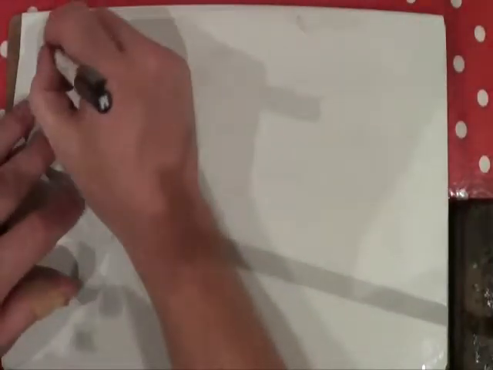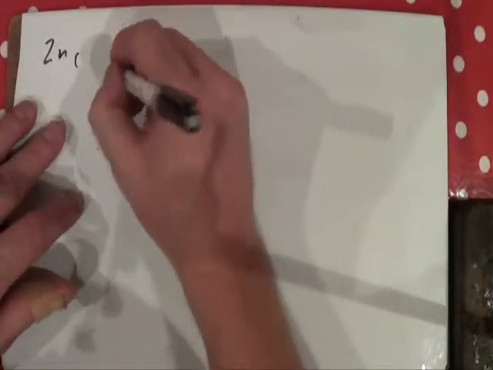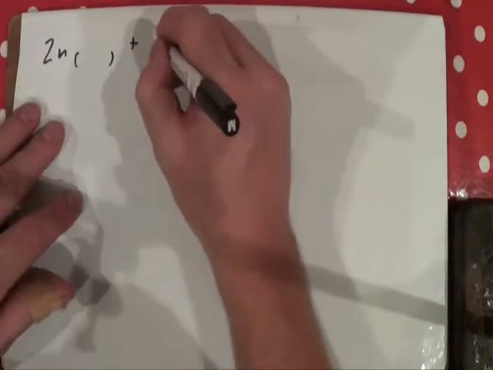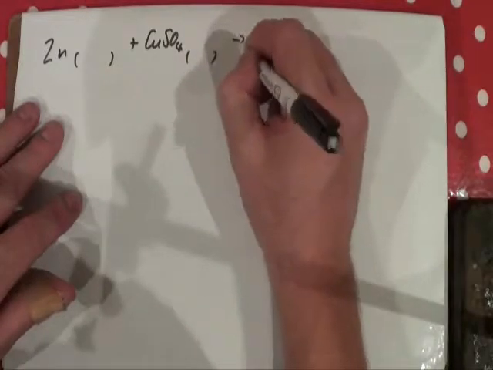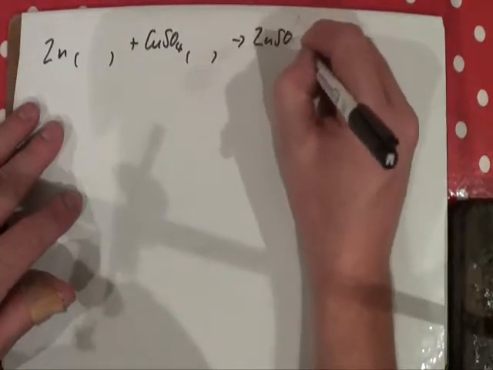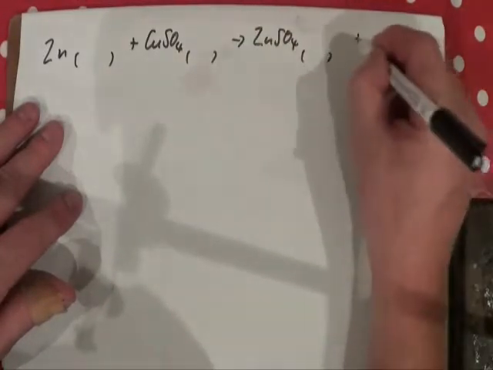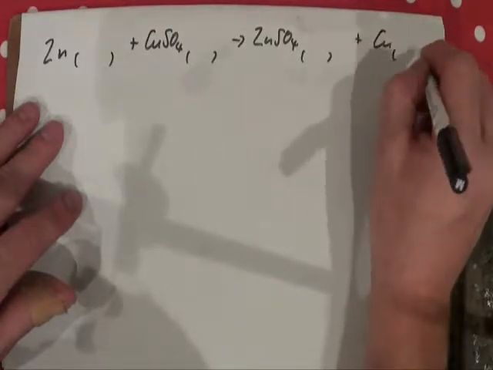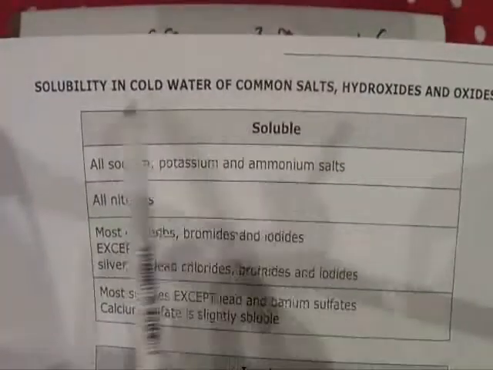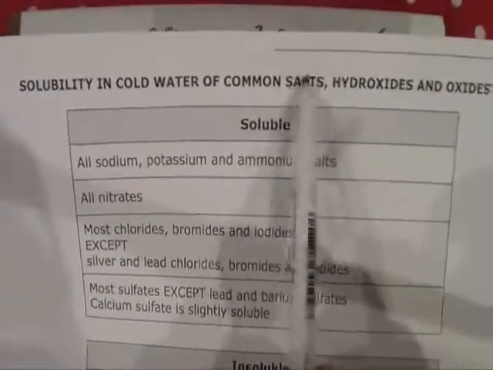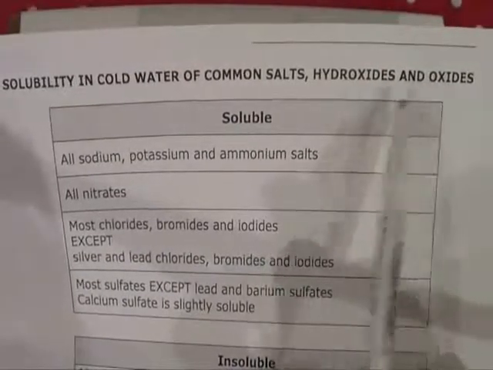Moving on to the next one, we have zinc plus copper sulfate to go to zinc sulfate plus copper. Right, let's look for zinc. Well, you will not find zinc on this table. It's a table about solubility in cold water of common salts, hydroxides and oxides.